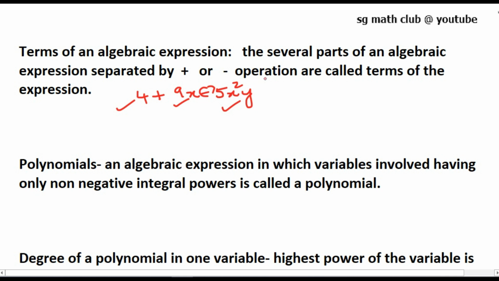Another example, if I write x cube plus y cube plus z cube, this also has 3 terms. x cube, y cube and z cube are the 3 terms of this algebraic expression, x cube plus y cube plus z cube.